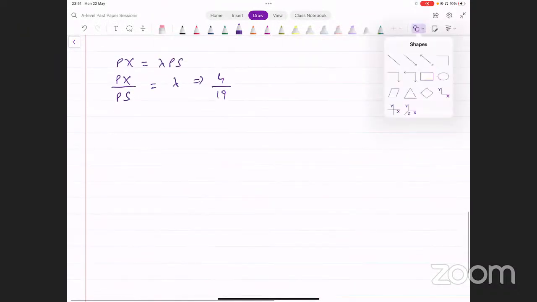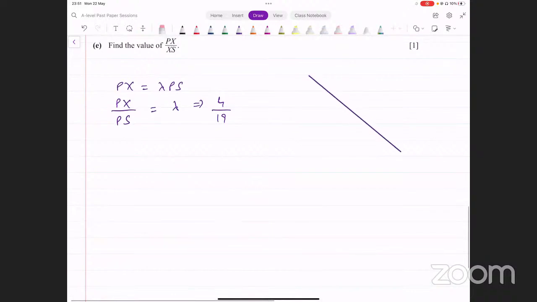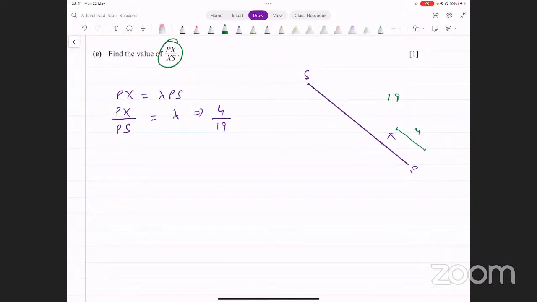This is what the line looks like. ये P है, ये X है और ये S है. हमें क्या मिला है कि अगर पूरी लेंथ 19 है, अगर PS 19 है, right, if the whole thing is 19, then PX is how much? PX is 4. हमें फाइंड क्या करना है? PX over XS. तो अगर पूरी 19 है, PX 4 है, तो ये बाकी पार्ट कितना आएगा? 19 minus 4. This part is going to be 15.